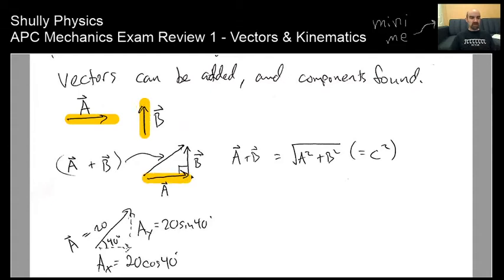A plus B. We add them by taking the beginning of one and attaching it to the end of the prior one. So A plus B would be vector A plus vector B, and the resultant is the vector A plus B. It's the hypotenuse of this triangle that we made. Now, not all vectors are going to be perpendicular to one another, so the Pythagorean theorem is not going to be useful for everything, but you, of course, have laws of sines and cosines.